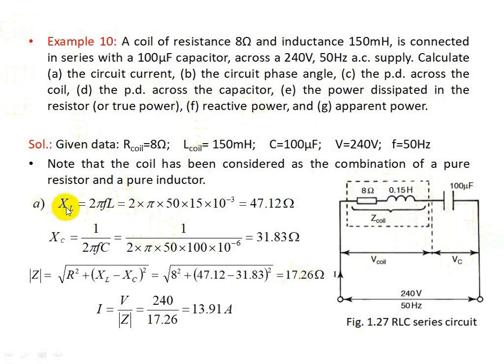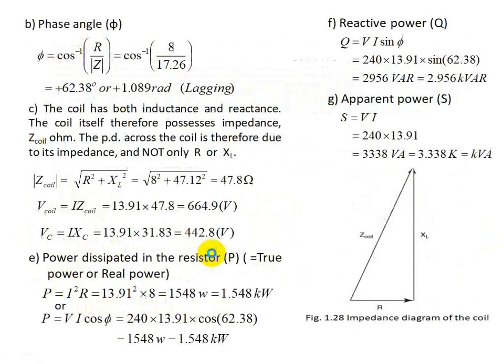First we'll find out the current in the circuit. To find current, we have to use the formula V by Z. Z is nothing but the impedance of the circuit. We have to use this formula, root of R square plus XL minus XC whole square. So what about XL and XC? We have to find them. XL is 2 pi FL, so it comes to be 47.12 ohms. Then find XC. It is 1 by 2 pi FC. It comes to be around 31.83 ohms. Find the impedance, then find the current as the ratio of V by Z. This comes to around 13.91 ampere.